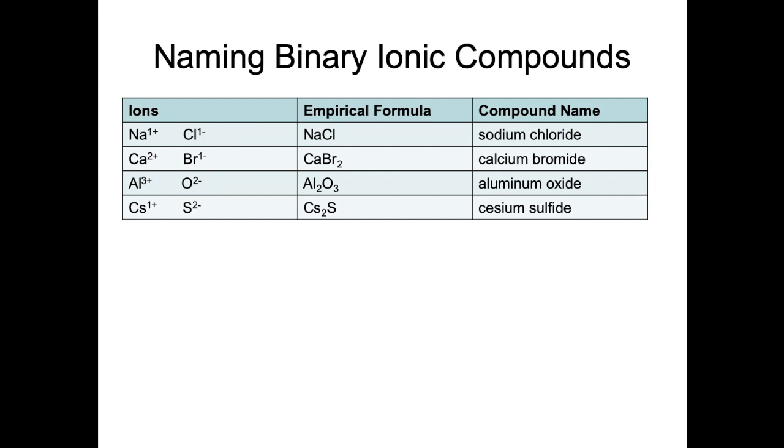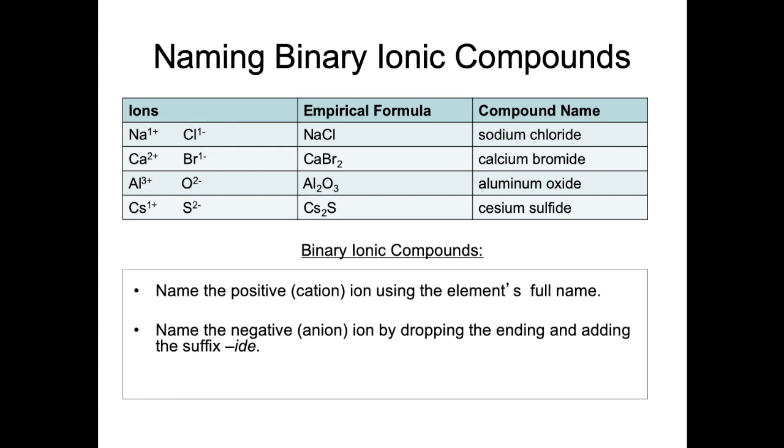First off, there is naming binary ionic compounds. A binary ionic compound is an ionic compound made of just two elements. And when you name it, you're going to name the positive cation using the element's full name. And then you're going to name the negative ion. All you're going to do is change the ending of that second element, the negative one, to -ide. So sodium and chlorine come together and form sodium chloride. Calcium and bromine come together to form calcium bromide, etc.